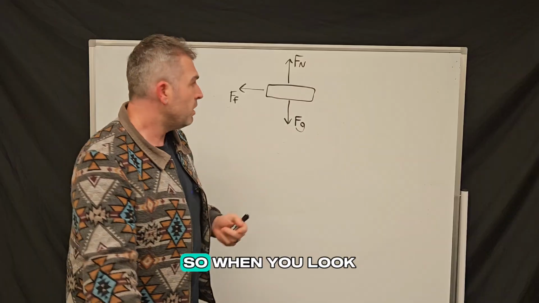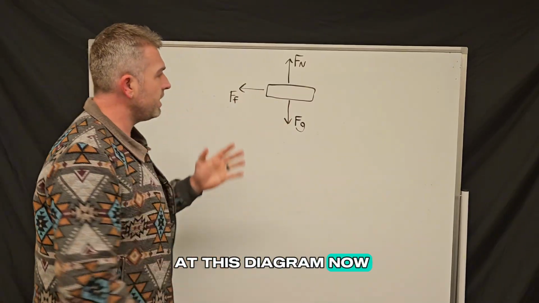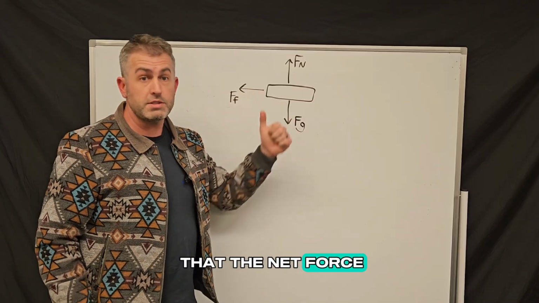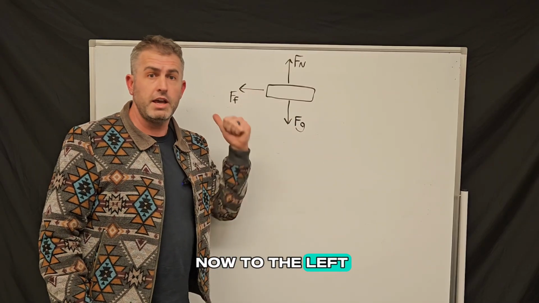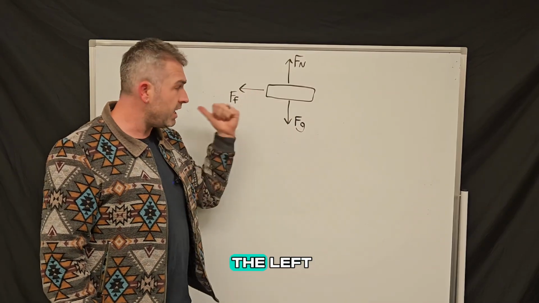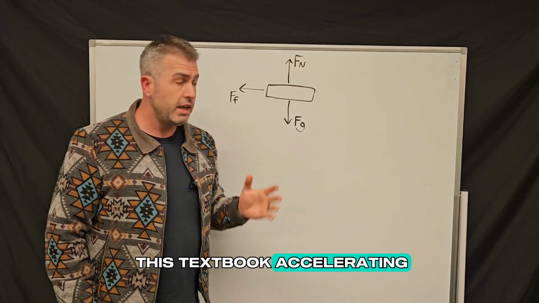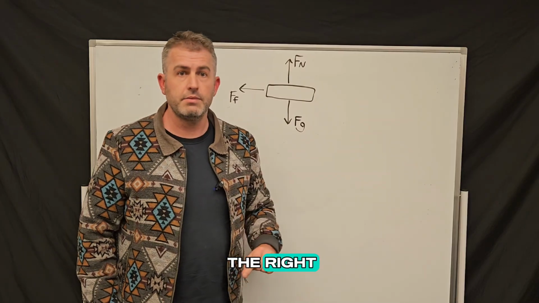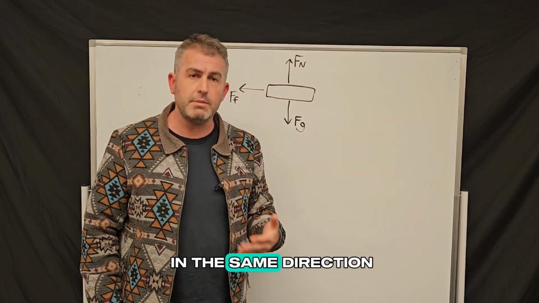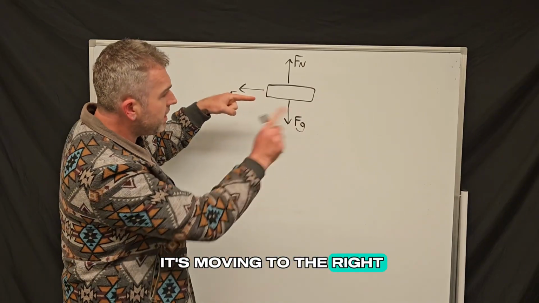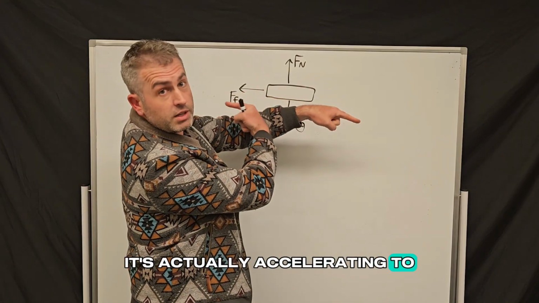So when you look at this diagram now, in which way is the net force pointing? Well, it's very clear that the net force, the overall force, is now to the left. And if the net force is pointing to the left, in which direction is this textbook accelerating as it slides to the right? Well, it has to accelerate in the same direction as the net force. So even though it's moving to the right, it's actually accelerating to the left.